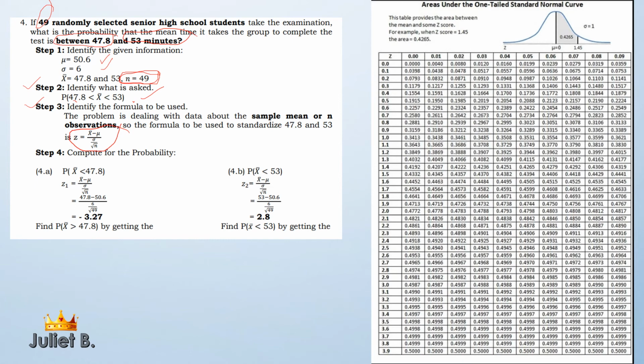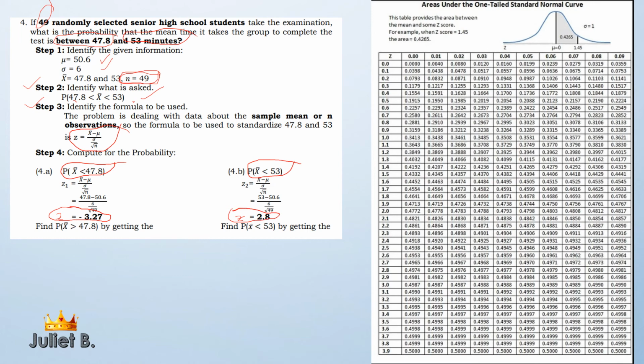Since we are looking for between, we need to get the value of two points: x less than 47.8 and x less than 53. So here, it becomes 47.8 minus 50.6 divided by 6 over the square root of 49. The z value we get is negative 3.27. On the other hand, 53 minus 50.6 divided by 6 over the square root of 49 gives a z of 2.8.